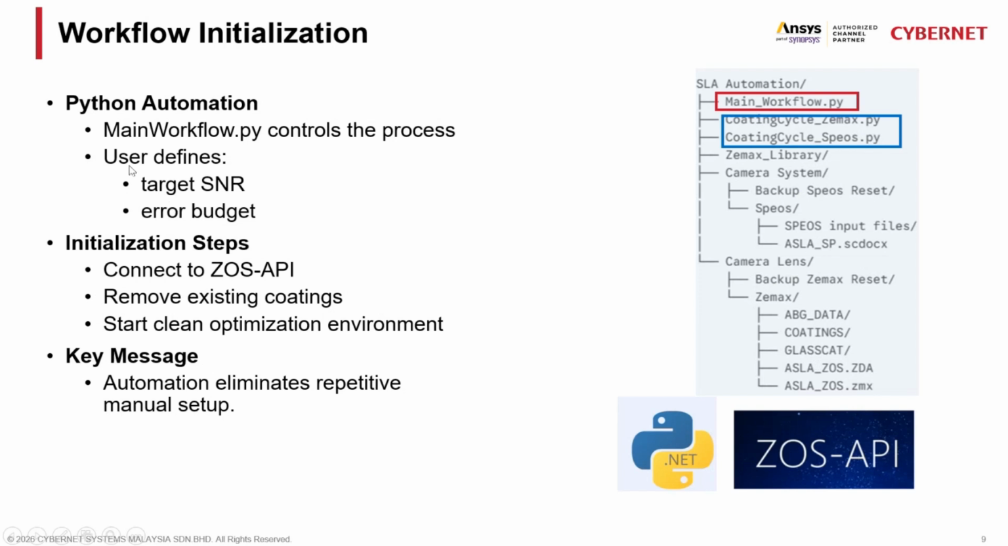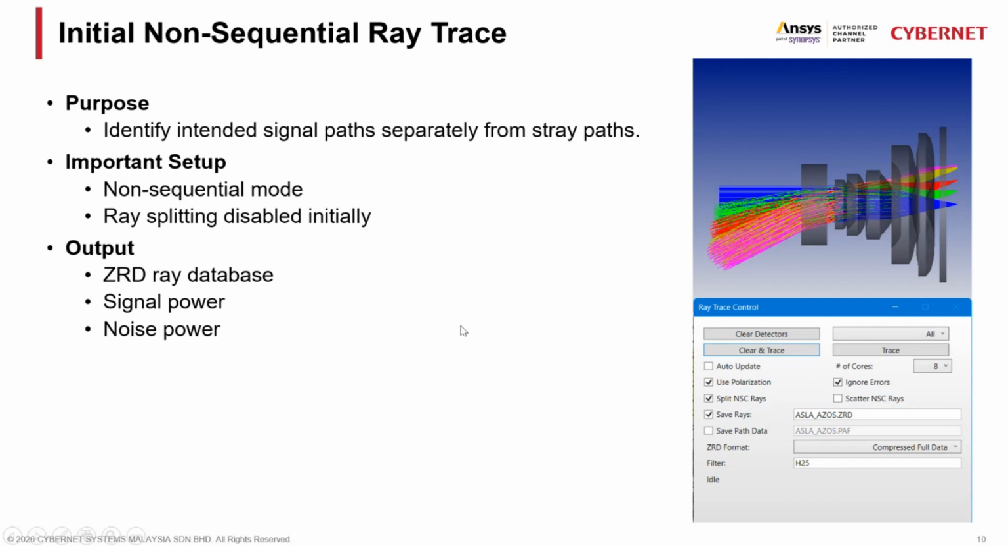The user defines the target SNR and also the error budget for the optimization part. The initial step is to connect to the ZOS API, remove the existing coating, and start a clean optimization environment. Okay, so this automation runs automatically, instead of repeated manual setup. And this is the initial step.